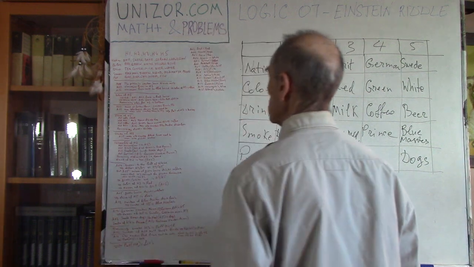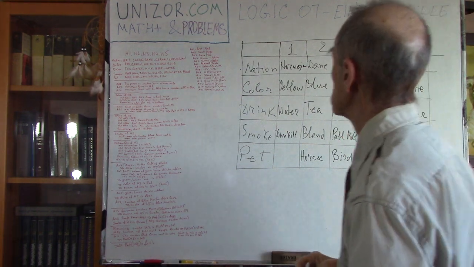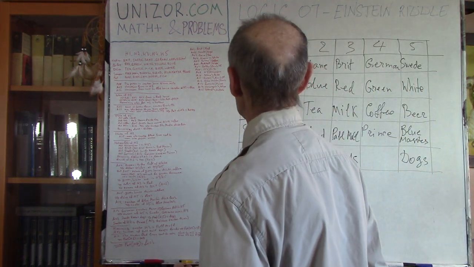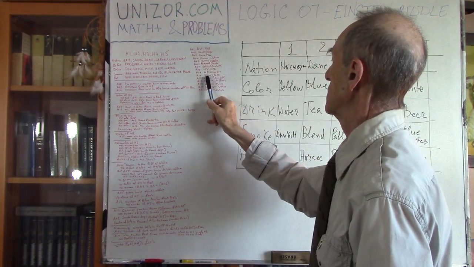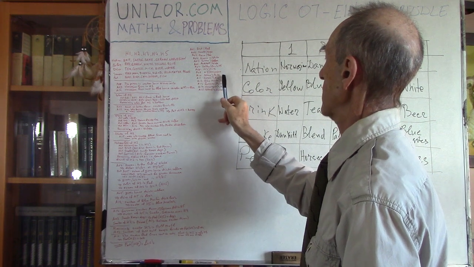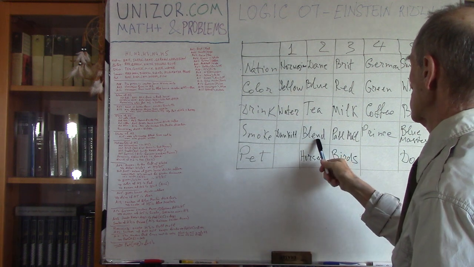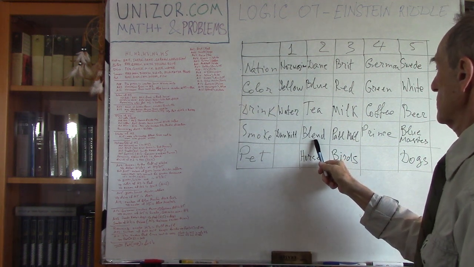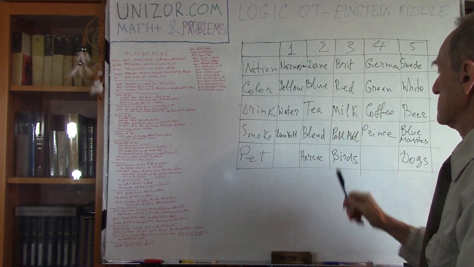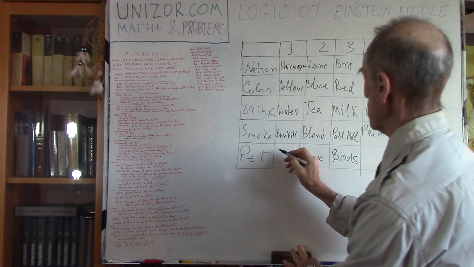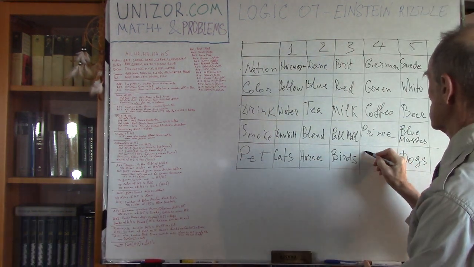So what's remaining? Cats and fish, okay? So what's known about cats? The person who smokes Blends is next to the person who keeps cats. Where is my Blend? Blend is here. So the next to this building is either this or that. This pet's already determined, so this must be cats. And the remaining is fish.